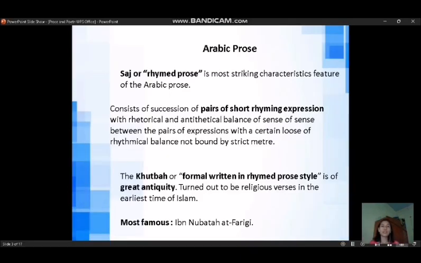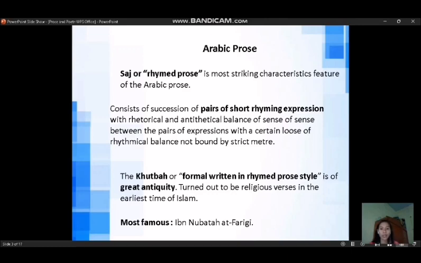So Arabic prose, such or rhyme prose, is the most striking characteristic feature of Arabic prose and consists of a succession of pairs of short rhyming expressions with rhetorical and antithetical balance of sense between the pairs of expression, with a certain loose rhythmical balance not bound by strict meter.